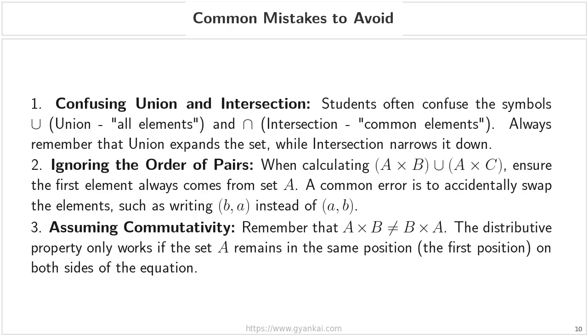Finally, do not assume commutativity. In basic addition, the order doesn't matter, but in Cartesian products, A cross B is not equal to B cross A. This is crucial for the distributive property we just studied. The property only holds true if set A remains in that same first position on both sides of the equation. Keep these tips in mind as we wrap up our lesson with a quick summary of the key takeaways.